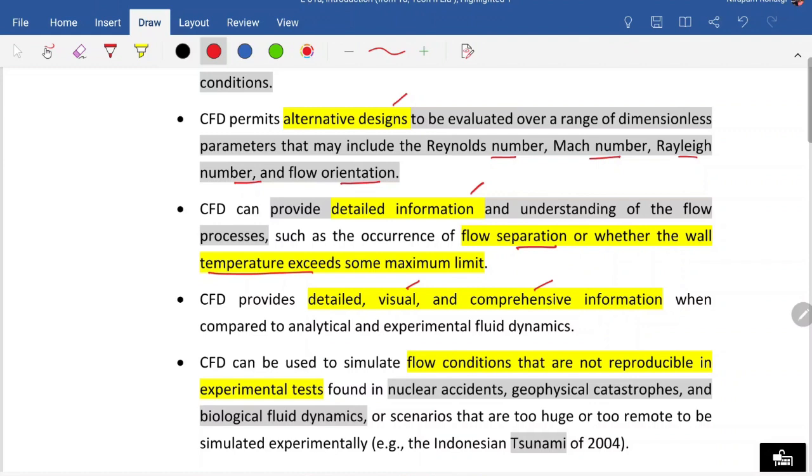CFD is also called, in a lighter sense, colorful drawings. In CFD you get very beautiful, colorful output that gives you an idea of what is happening. You can see the flow, feel the flow.